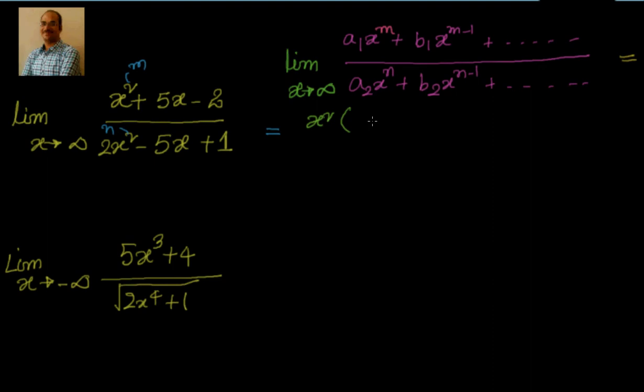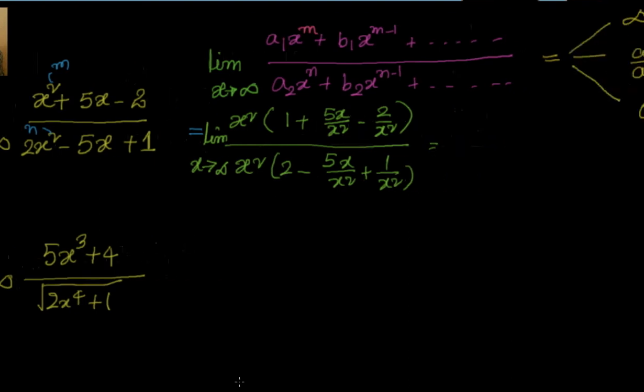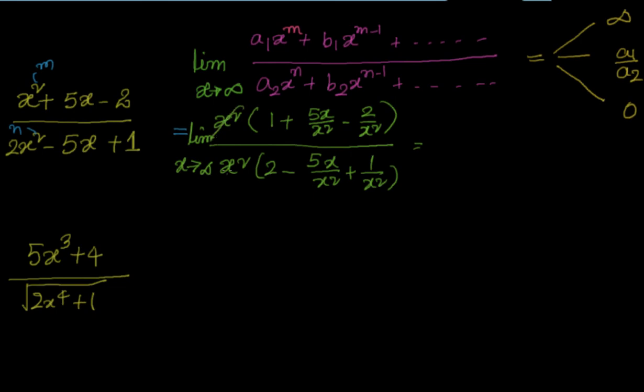We will take x square out, we will write it as 1 plus 5x by x square minus 2 by x square, divided by x square into 2 minus 5x by x square plus 1 by x square. This everything limit as x tends to infinity. You can see that when you apply this, x square will cancel. You know that x by x square is 1 by x. When x tends to infinity, 1 by x, 1 by x square, all of them tend to 0.